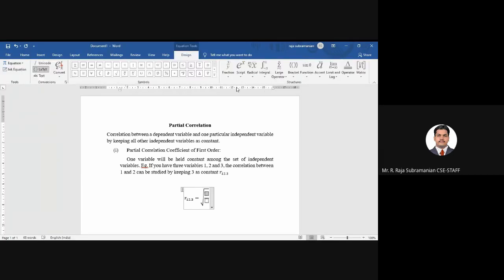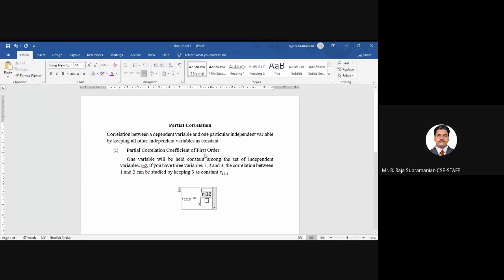Just a minute. So you're actually going to use r12.3 and not r1.23, right? Yesterday we saw r1.23, and for r1.23 it is the square root of r12 squared plus r13 squared minus 2 r12 r13 r23 divided by 1 minus r23 squared. That is what we did yesterday. But this is different. This is with respect to first order, where I am having r12.3. So everything must go with respect to 3.